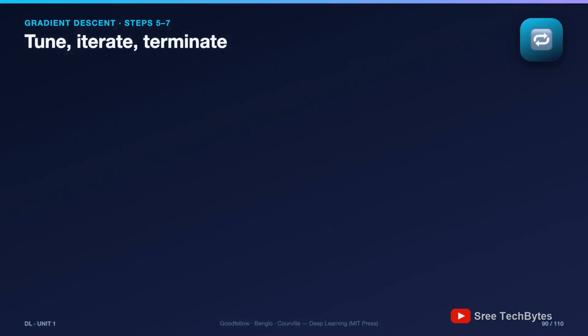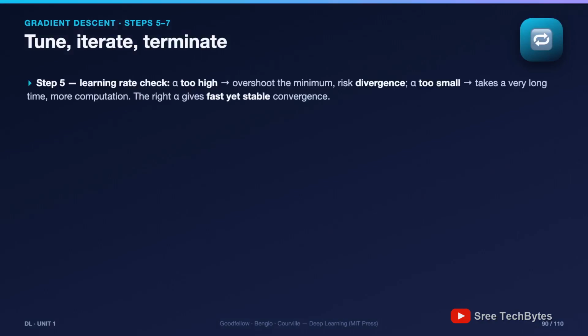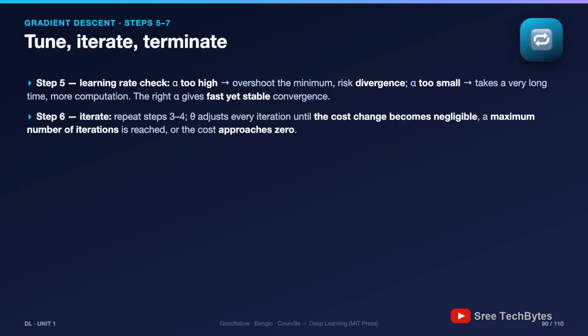Steps 5, 6, and 7: tuning, looping, and knowing when to stop. Step 5, respect the learning rate. Too high and you overshoot the minimum, bouncing across the valley, possibly diverging entirely. Too low and training takes forever, burning computation. The right alpha gives fast yet stable convergence. We'll dwell on this on the next slide, it deserves it.